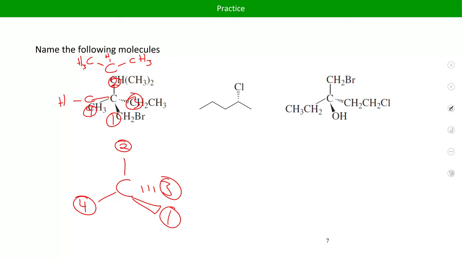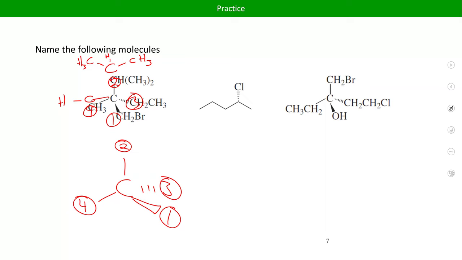The trickiest part by far of these problems is being consistent, assigning priority and then being consistent with the rotation. Everybody knows how to tell clockwise from counterclockwise. I'm not worried about that. Assigning priority is tricky, and then doing the rotations is tricky. So how should we rotate this one? One to three, three to four, four to one.